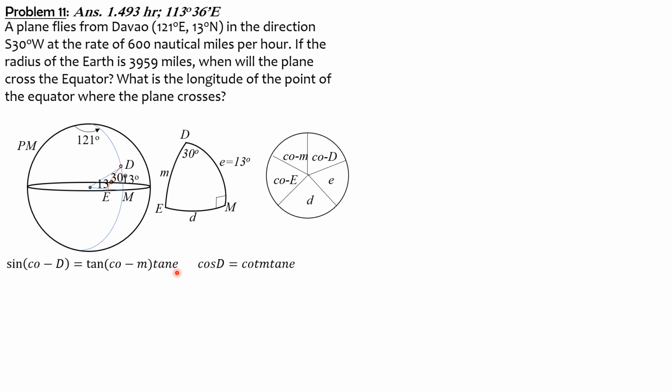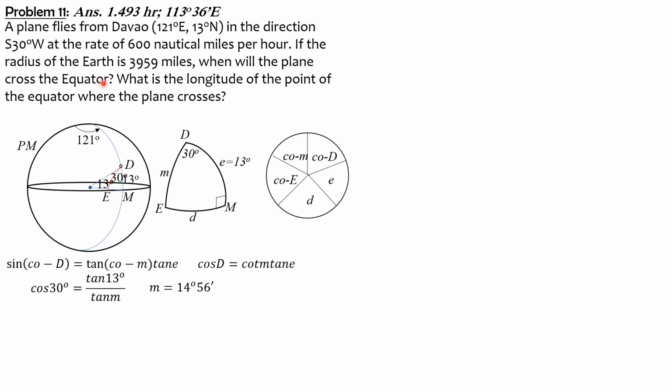We simplify this, because cotangent of M is 1 over tangent of M. So cosine of D, which is cosine 30 degrees, equals tangent of E, which is tangent 13 degrees, over tangent of M. So solving for M, inverse tangent of quantity tangent 13 degrees over cosine 30 degrees. So M would be equal to 14 degrees 56 minutes.